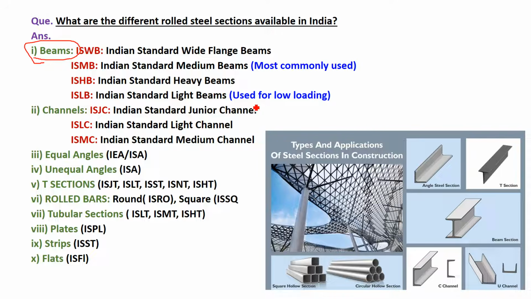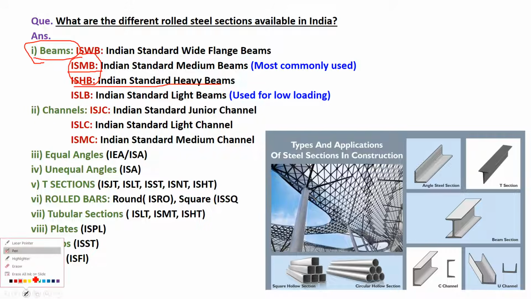So ISLB, since it is a light beam, is used in very low loading cases where the loading is not much, but the most commonly used sections for beams for industrial sheds or plants are ISMB and ISHB. These are the two most commonly used.